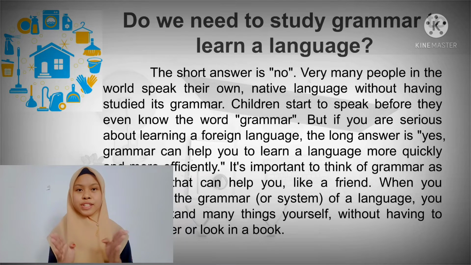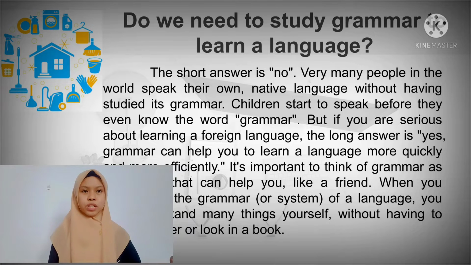But if you are serious about learning a foreign language, and you should underline the words a foreign language, so it is another language, the long answer is yes. Why is the answer different? Because grammar can help you to learn a language more quickly and more efficiently. So it's important to think of grammar as something that can help you like a friend, so you can understand many things yourself without having to ask a teacher or look in a book.